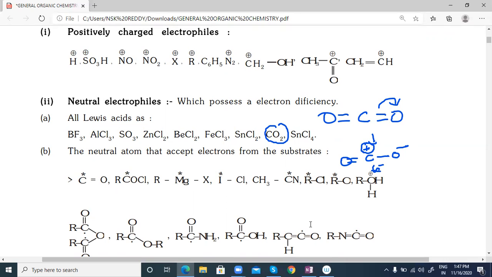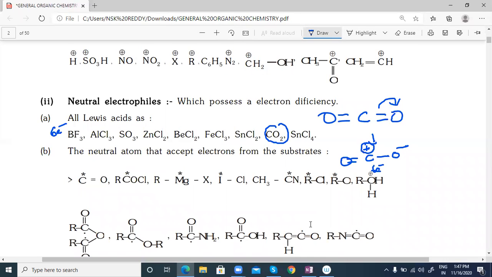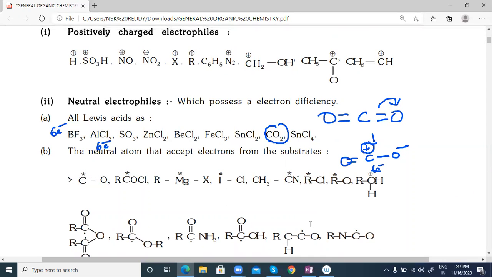You can identify this has 6 electrons. Here also 6 electrons. SO3, you can find out here multiple bonds is there. When they have multiple bonds, by moving this pi bond here, you can get positive character here. So positive means electrophile. The neutral atoms that accept electrons from the substrate, those are also electrophiles. Here you can find out by moving this pi bond here, you can get positive character. So this is the electrophilic character.